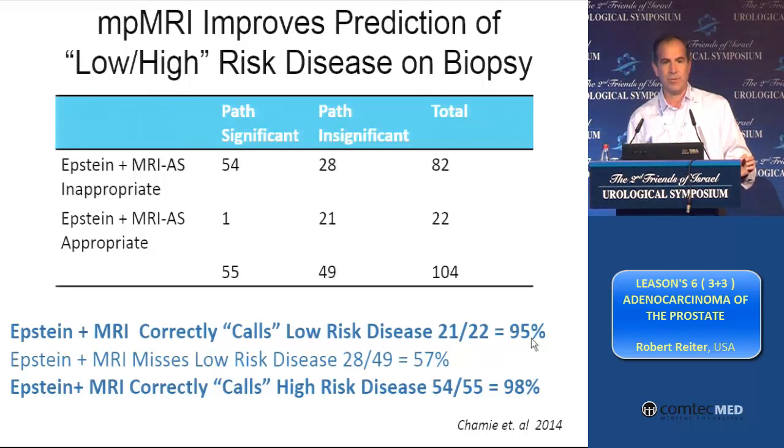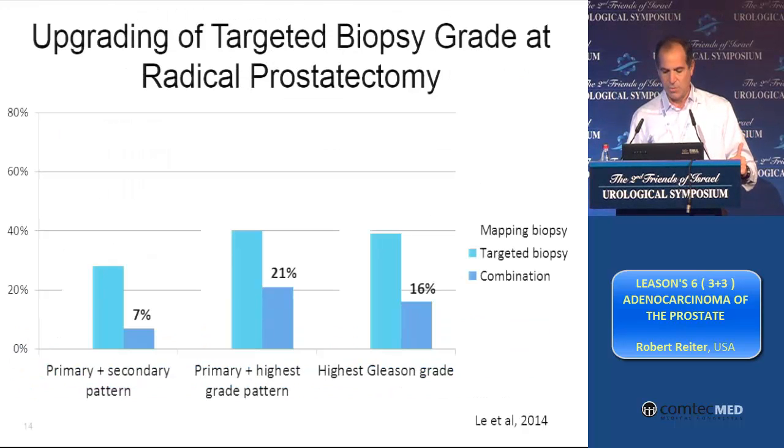So MRI clearly has potential. It's not perfect, and I'll talk about its imperfections in another talk I'm giving a little bit later today, but nevertheless it certainly has the ability to help us identify who's more likely to have higher risk cancer and potentially progress than traditional histologic criteria alone.